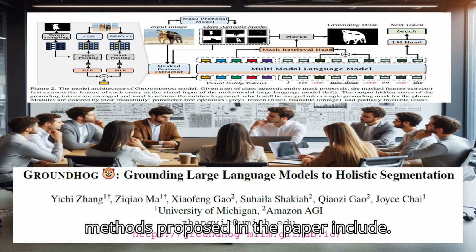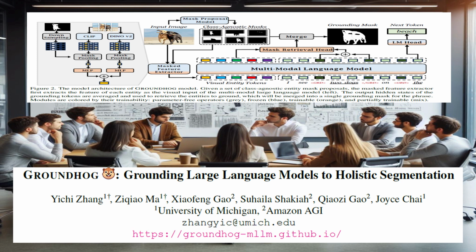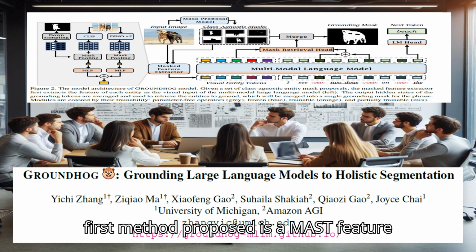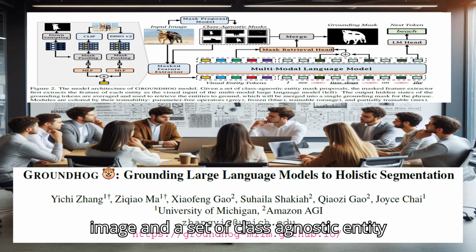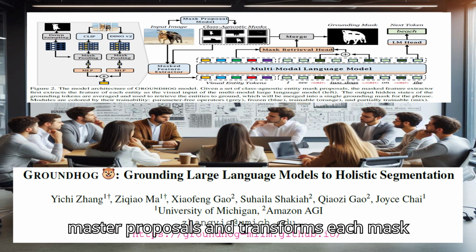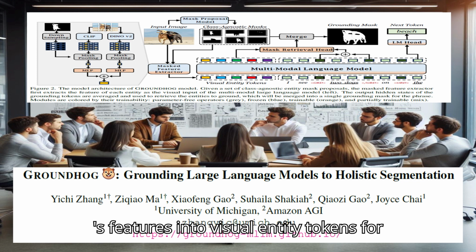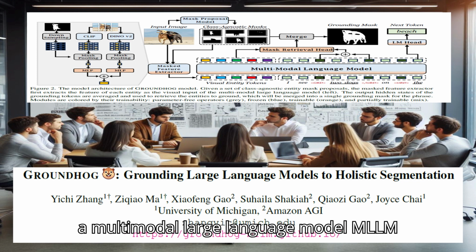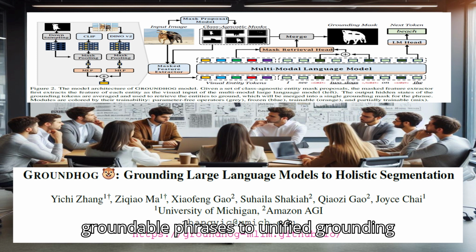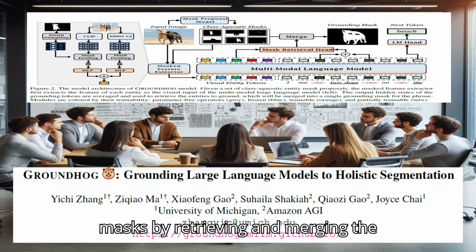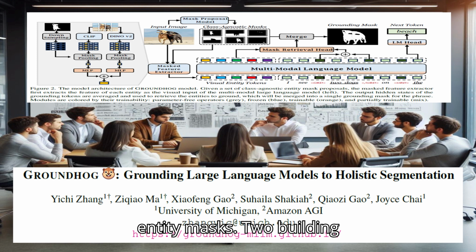The methods proposed in the paper include: 1. Masked feature extractor. The first method proposed is a masked feature extractor. This extractor takes an input image and a set of class-agnostic entity mask proposals, and transforms each mask's features into visual entity tokens for a multimodal large language model (MLLM) backbone. The MLLM then links groundable phrases to unified grounding masks by retrieving and merging the entity masks.